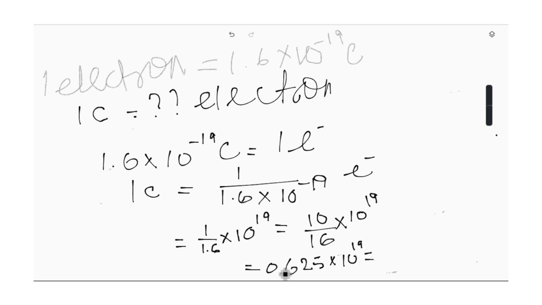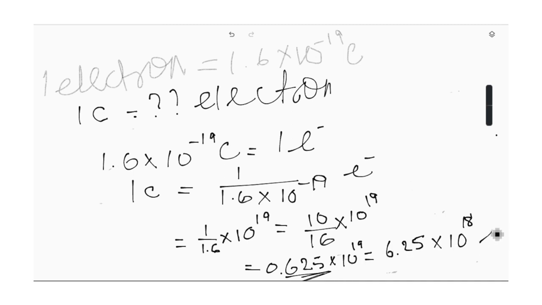Now what we will do, we will write in standard form. How do you write in standard form? You put the decimal after one digit. So after 6 we will put the decimal. So we will write 6.25. Then what will 10 to the power 19 become? 10 to the power 19 will become 18 because we have multiplied by 10, right? Then it becomes 6.25, so 10 to the power 19 became 10 to the power 18.